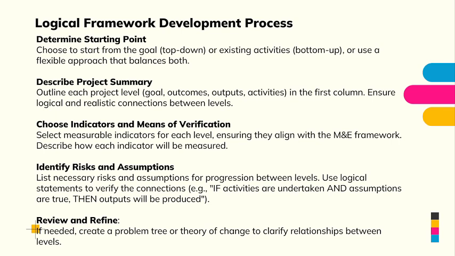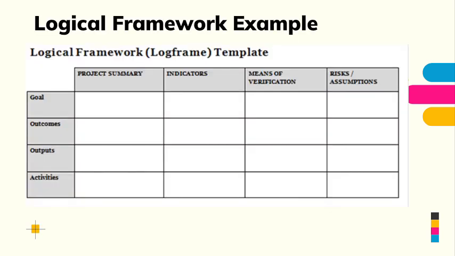Identify the risks and assumptions. You list some of those risks that are associated with these different levels, right? So if activities are undertaken and the assumptions are true, then output will be produced, right? This is an example. Then review and refine. So if needed, create a problem tree or a theory of change to clarify the relationship between these levels. So this is just an example of a log frame, like a template of a log frame.